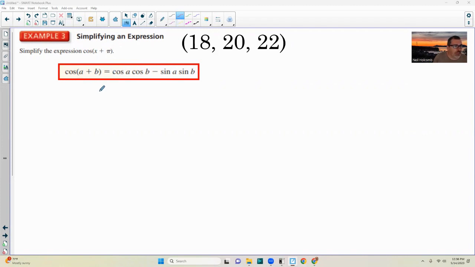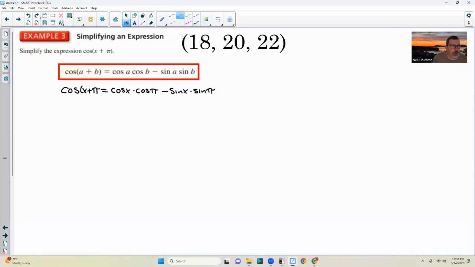Okay, so first thing I want to do is substitute in my givens. So that would become the cosine of x plus pi equals the cosine of x times the cosine of pi minus the sine of x times the sine of pi.